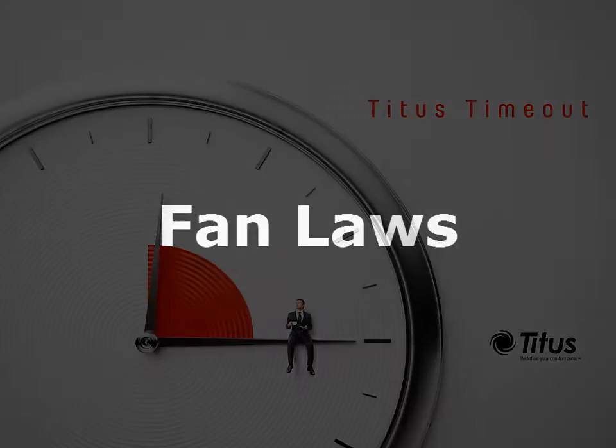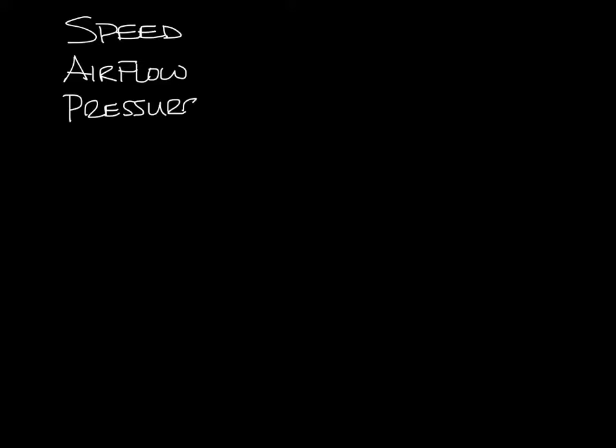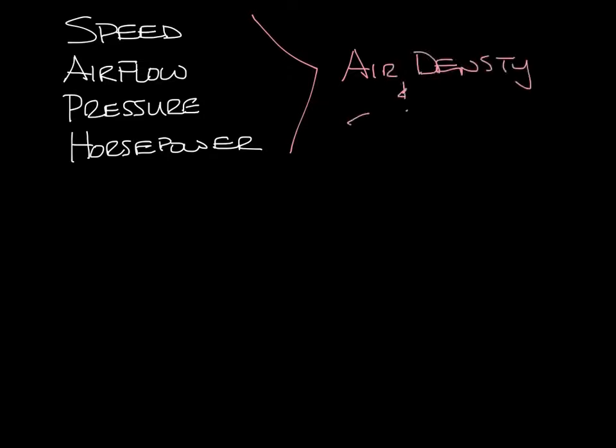I'm Jenny Abney-Civi, and today we're going to go over the fan laws. The fan laws, also called the affinity laws, describe the relationship between variables involved in fan performance: shaft speed, airflow, pressure, and horsepower. The fan laws assume that the air density doesn't change and that the system that the fan is in doesn't change either.